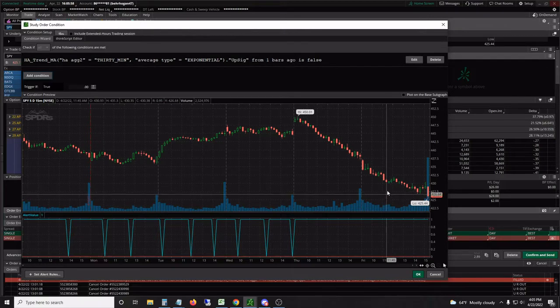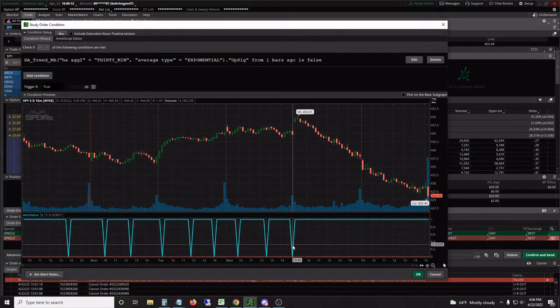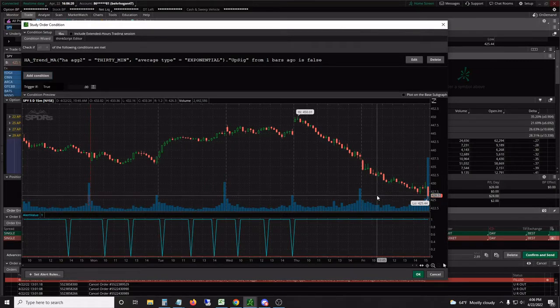I will come in and set up an order, and this will be false. Actually, 1 is true, 0 is false. So right now that condition is false. This would be for a long setup. The condition will show a 0 value, yet as soon as I hit confirm and send, it'll trigger instantly.